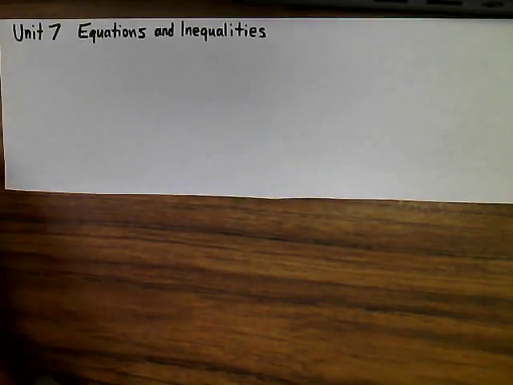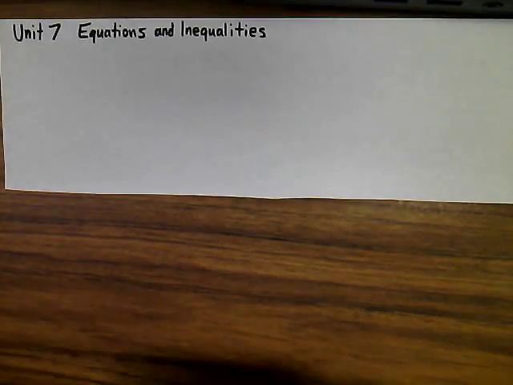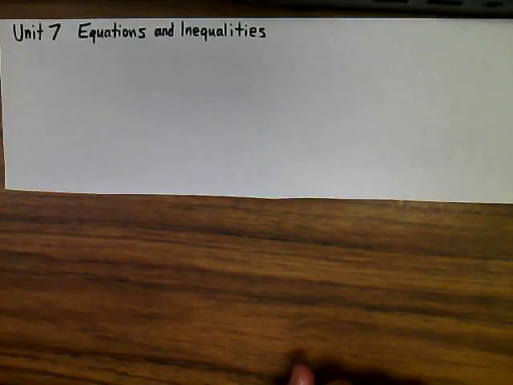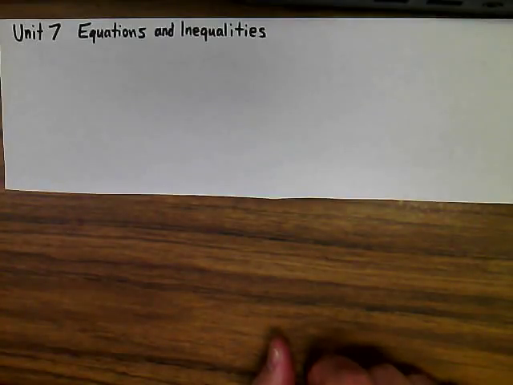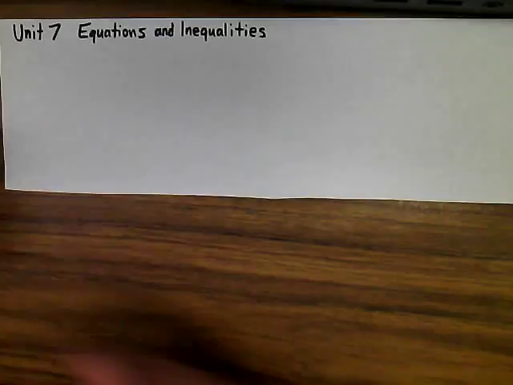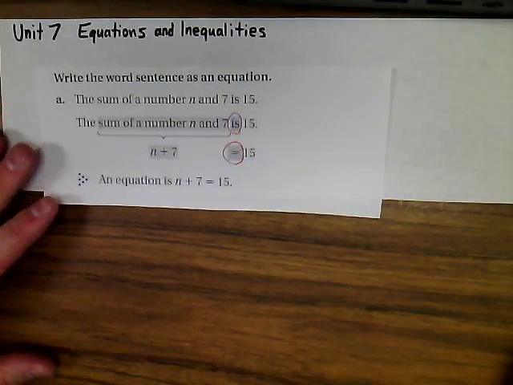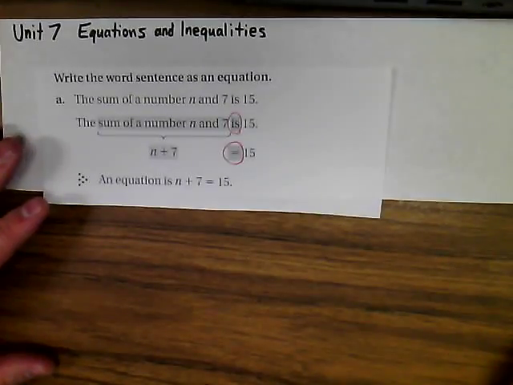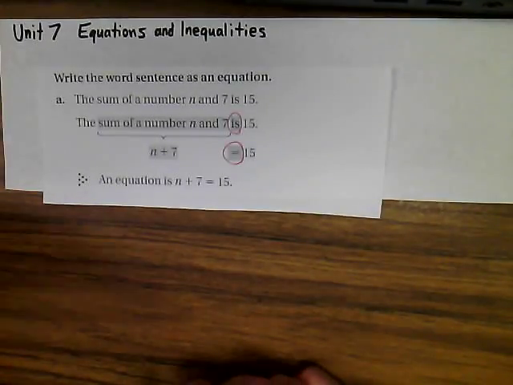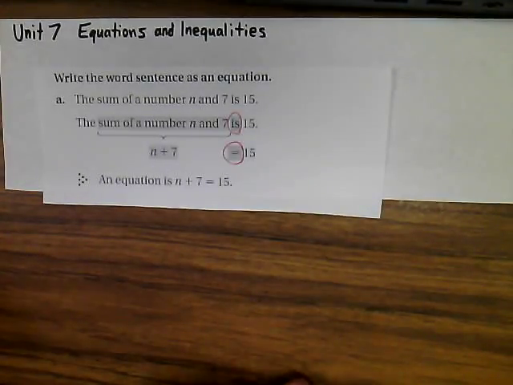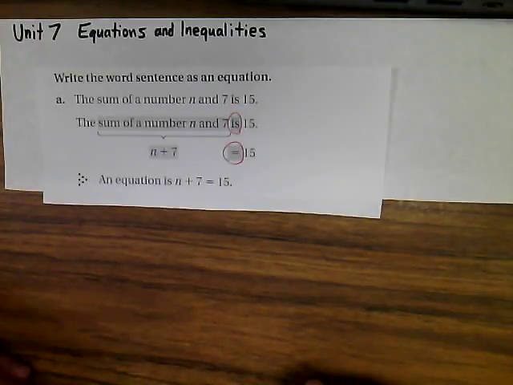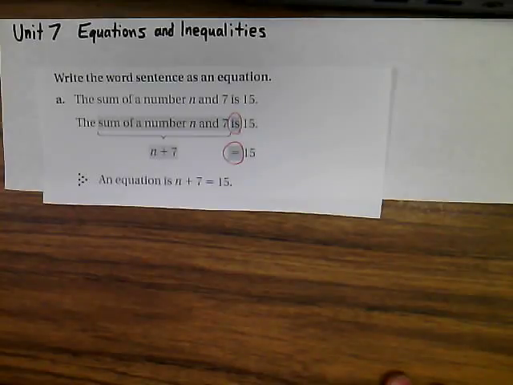Okay, this is it, the big video that describes everything we've done in Unit 7. First, we're going to start with, in our unit on equations and inequalities, writing word sentences as equations. We've already done word phrases as equations, and what we did this unit is we started to add the word is or equals, which gave us two phrases. Usually one was the answer, and the other was a word phrase or an expression that we then translated.